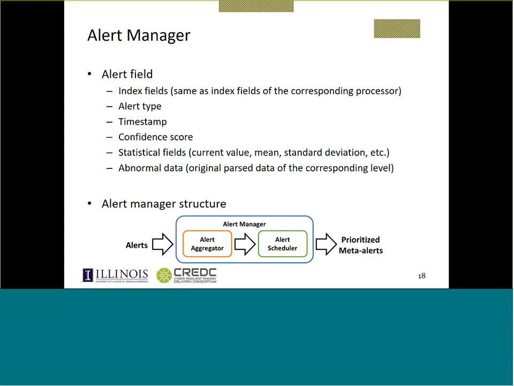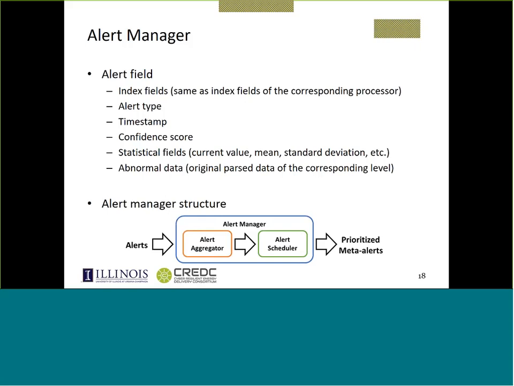The alerts generated by the multi-level anomaly detector are then forwarded to the alert manager. The alerts generated by different levels of anomaly detector share common fields: the index fields, the alert type, the timestamp, confidence score, statistical field, and abnormal data. The index fields are just like the index fields we mentioned before. The alert type is a description of the alert. Timestamp is when the event corresponding to the alert happens. The confidence score is what we calculate for each alert. The statistical field includes the statistics about the previous data fields, for example, the current value, the mean, standard deviation, etc. And finally, abnormal data is the original parsed raw data which triggers the alert.